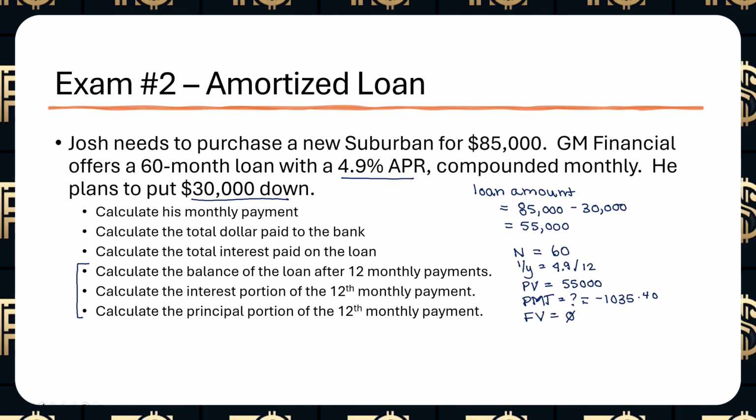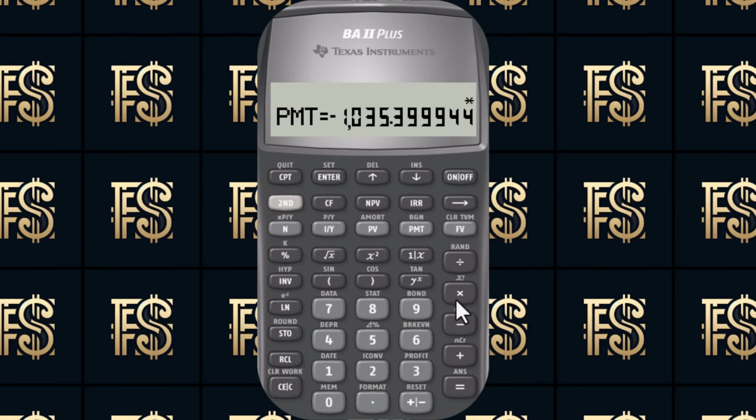Okay, next we're going to calculate the total dollars paid to the bank. How do we do that? We take his monthly payment and we simply multiply it by 60. Again, we just take his monthly payment that we just calculated and multiply that by 60, and we see that the total dollars paid to the bank, that's interest and principal, is $62,124.